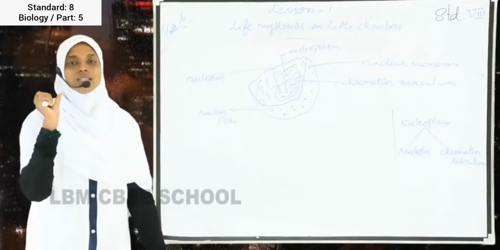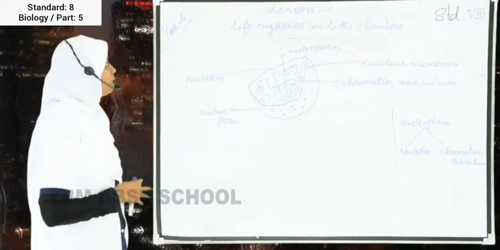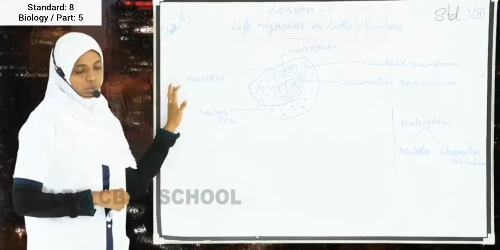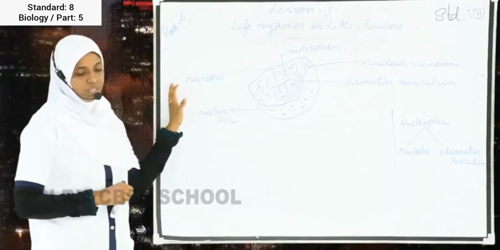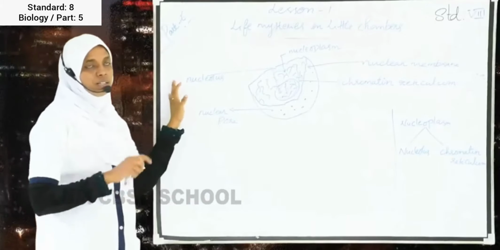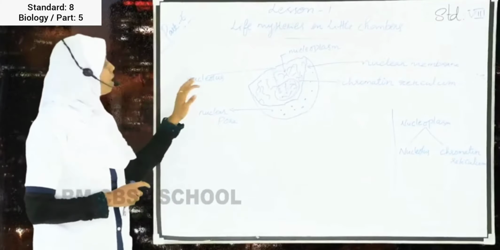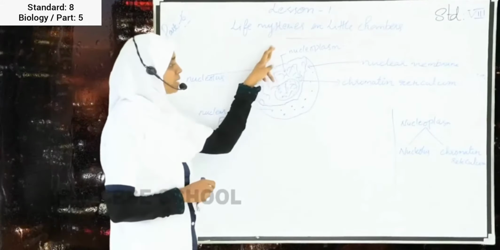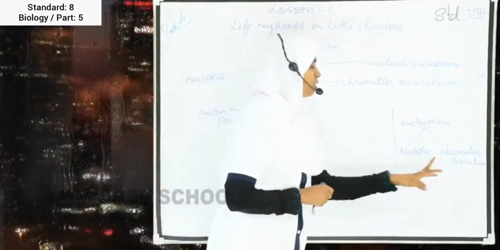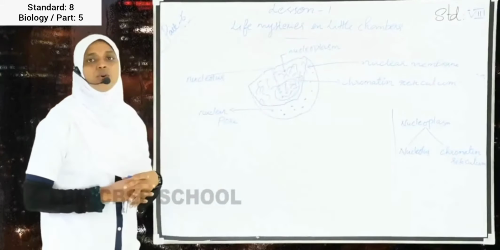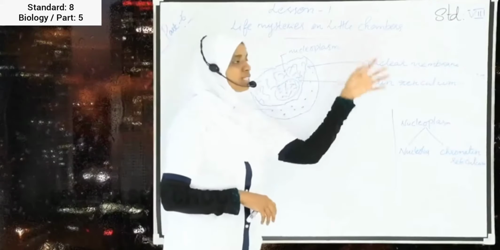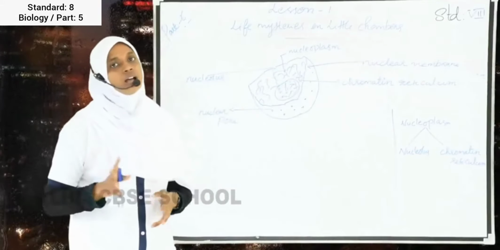The nucleus is the regulatory center of the cell. What are the different parts of the nucleus? Nucleolus: they are spherical bodies and play a major role in the synthesis of ribosomes. Then nucleoplasm: in the nucleoplasm we can see the nucleolus and chromatin reticulum, and it is the fluid part of the nucleus. Then the nuclear membrane, the double layered membrane covering the nucleus.